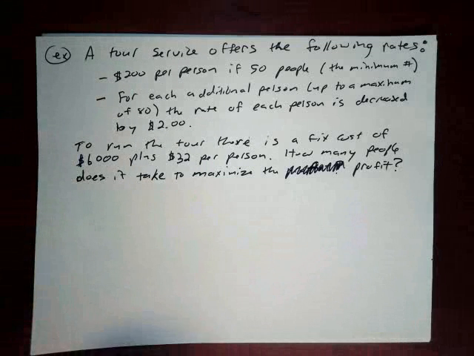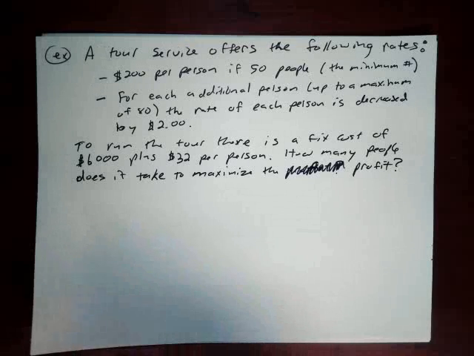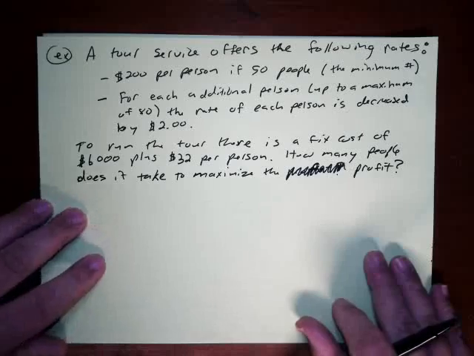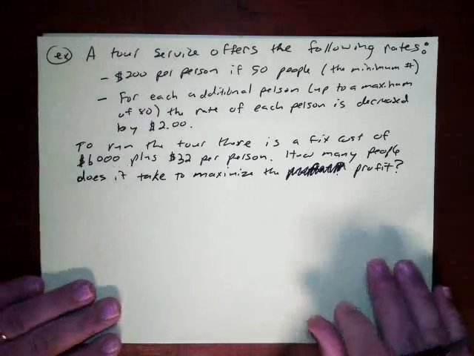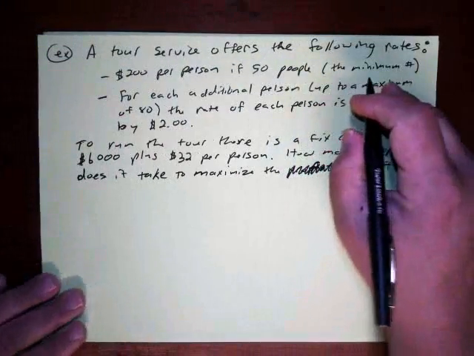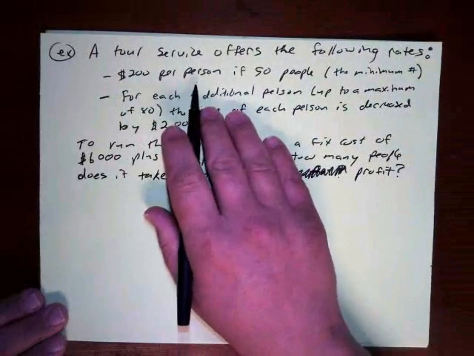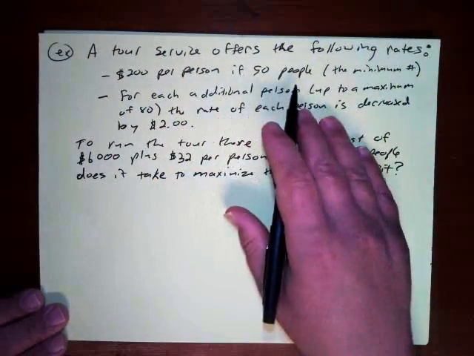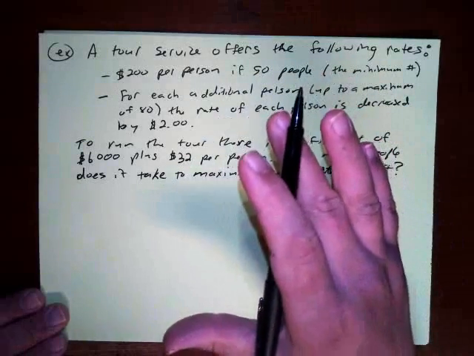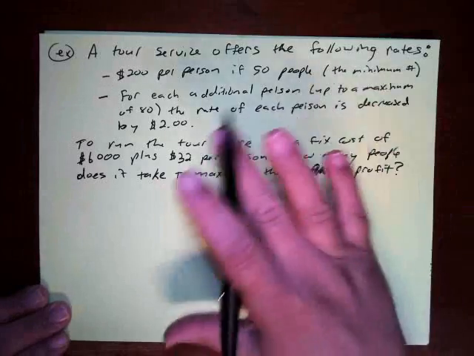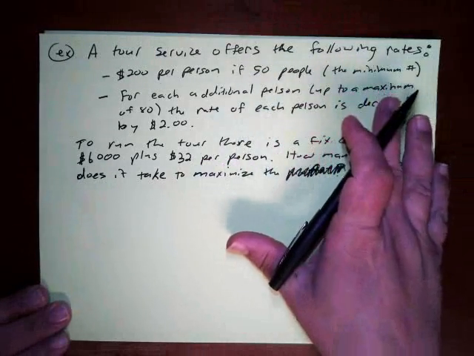We're now going to do an example where we're going to maximize the profit that a tour company makes. Basically, they offer the following rates for their tour. It's $200 per person if 50 people sign up for the tour, and that's the minimum number of people that can go on the tour. The maximum number of people is 80 people.